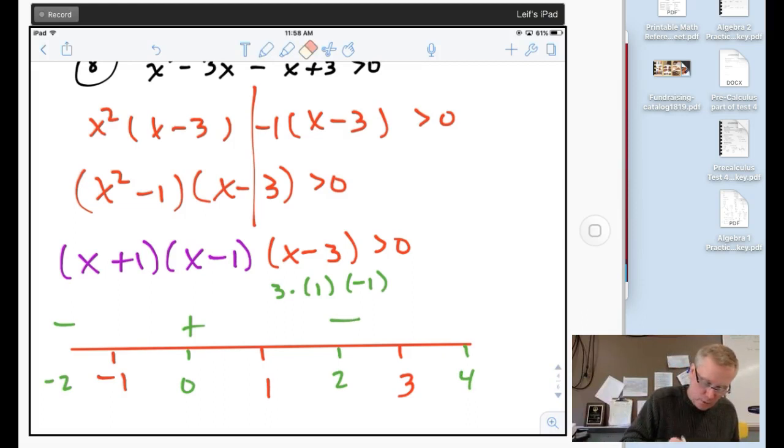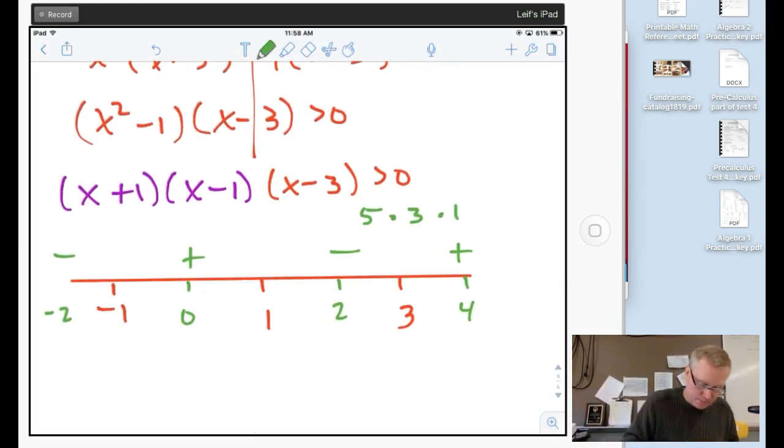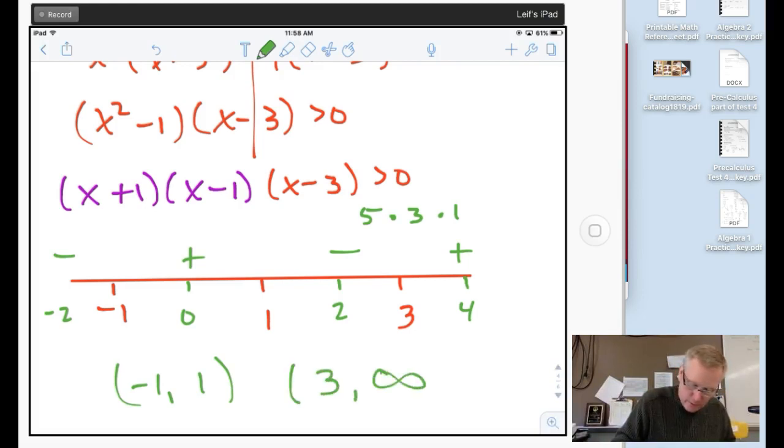And I've got to do 1 over here also. So if I plug in 4, I get 4 plus 1 is 5, 4 minus 1 is 3, and 4 minus 3 is 1. So those are all positive. That's going to be a solution. So my solutions are between negative 1 and 1. Are they included? I get 0, and I get a negative number. So they're not included. And I also got from 3 to infinity also works. Okay, so those are my solutions.